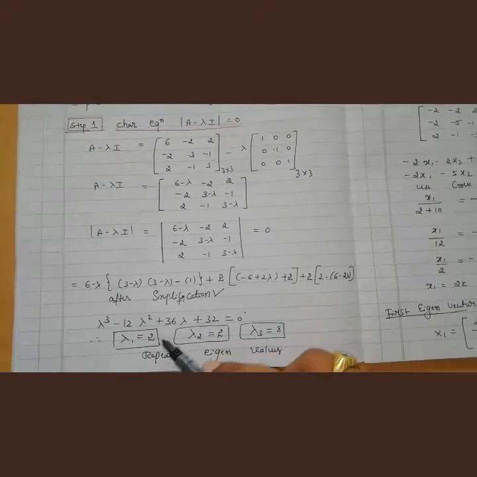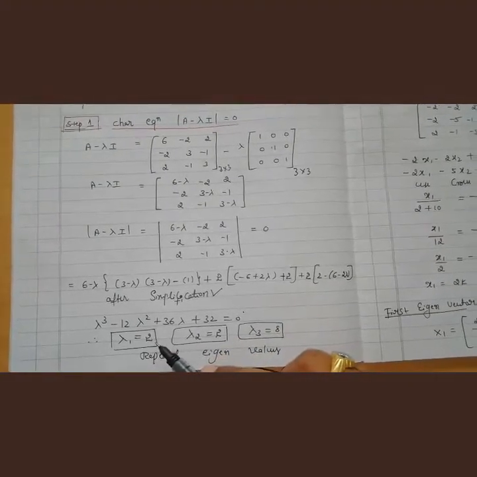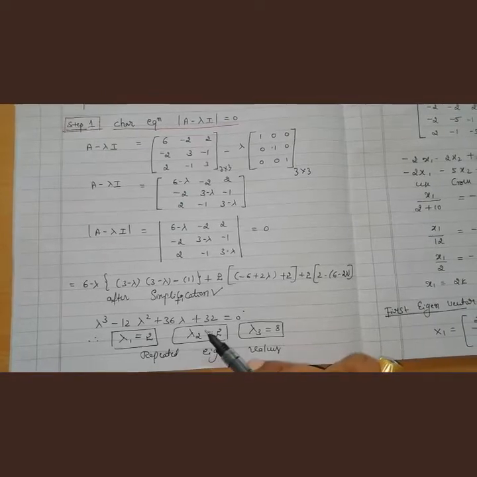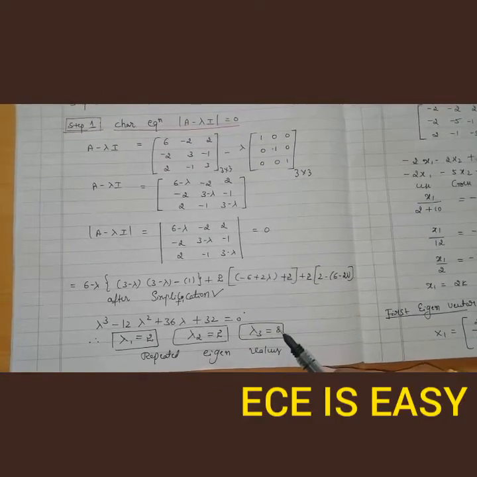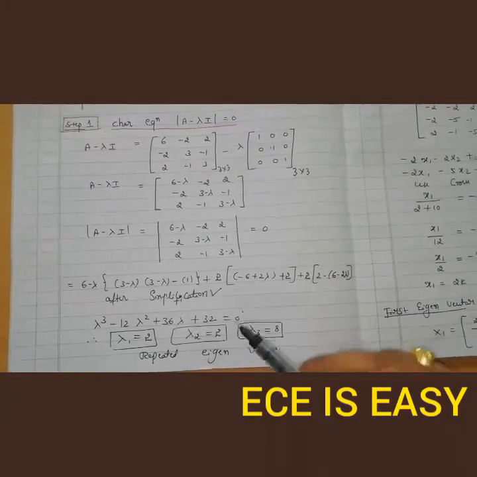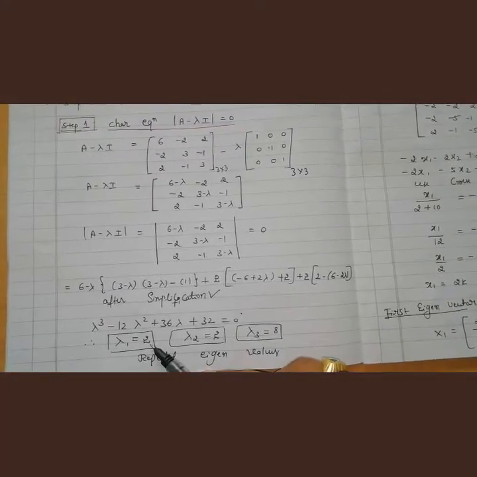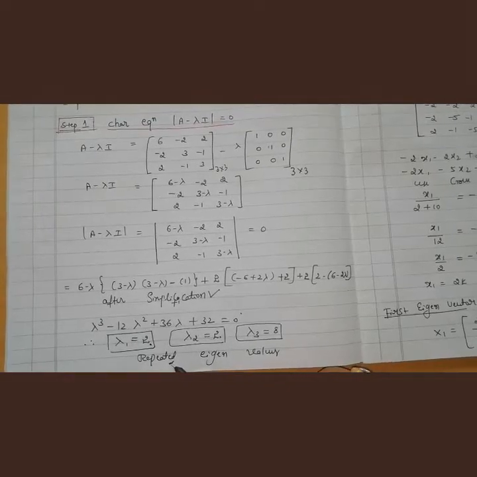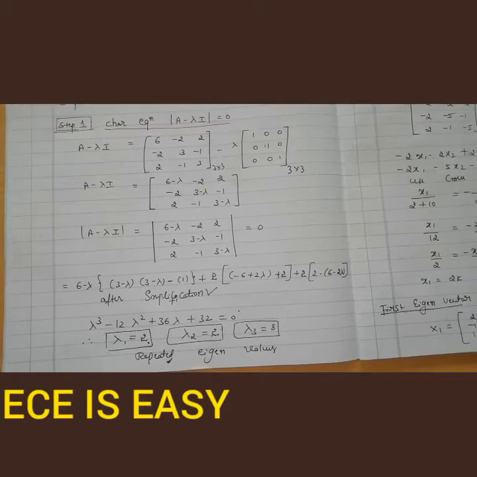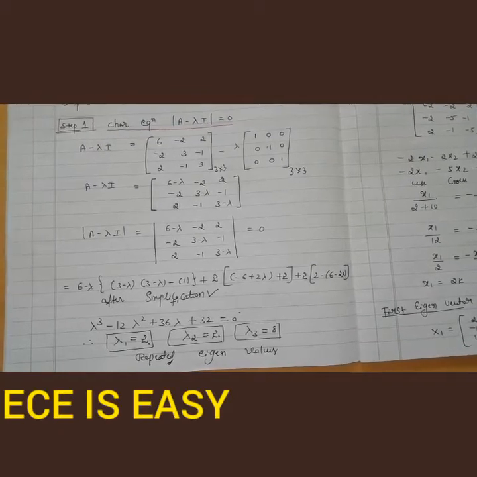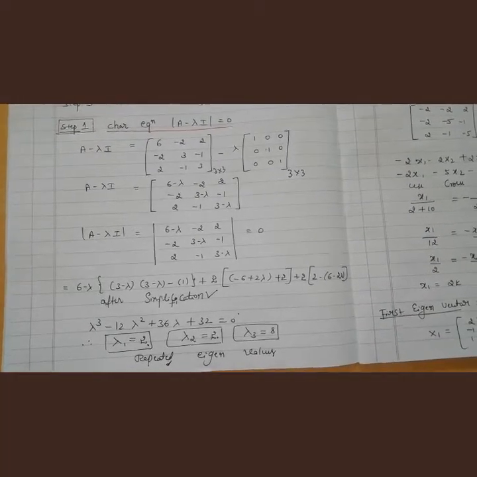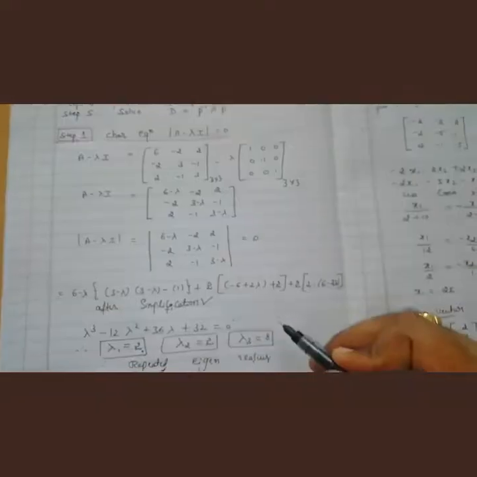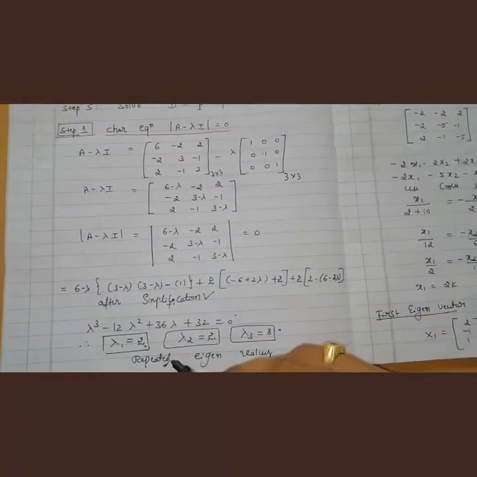If I use a calculator and solve this, you will get 3 values. The first value is 2, the second value is 2, and the third value is 8. The order may be different; order is immaterial here. Observe this carefully: you got 2 and you also got 2, so we call these repeated eigenvalues. When repeated eigenvalues come, the next step of finding the eigenvectors is a little bit different. So in step number 1, we found the eigenvalues, and they are repeated eigenvalues.